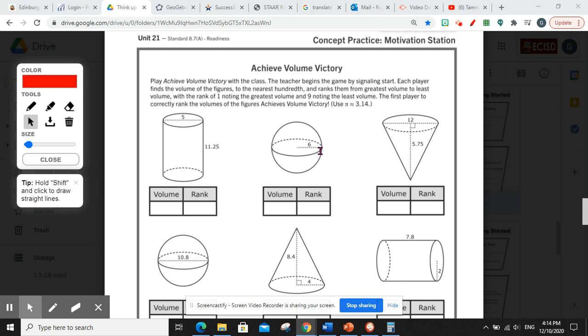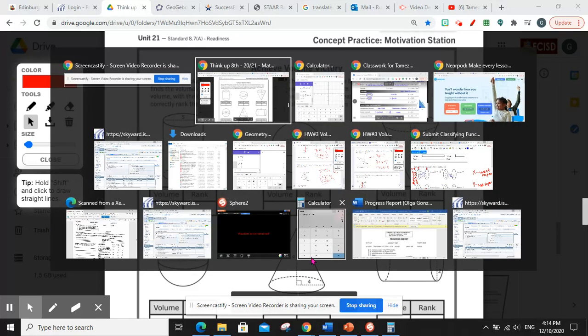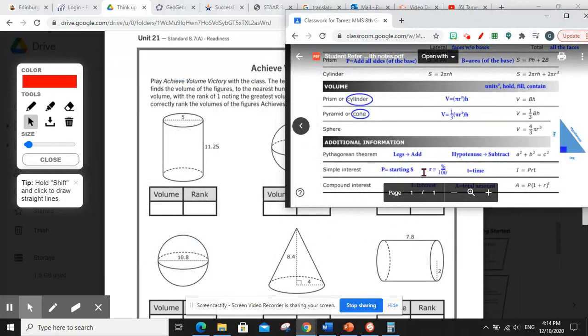Okay, so this is the second part of our asynchronous day for Mr. Tamez, and this is going to be on page 213. All right. On this one here, it's not word problems. It's just simply practicing the volume. Okay, so you have your reference chart. Remember that it's there in your classwork. Okay, but I'm going to go ahead and have that here so we can refer to it.